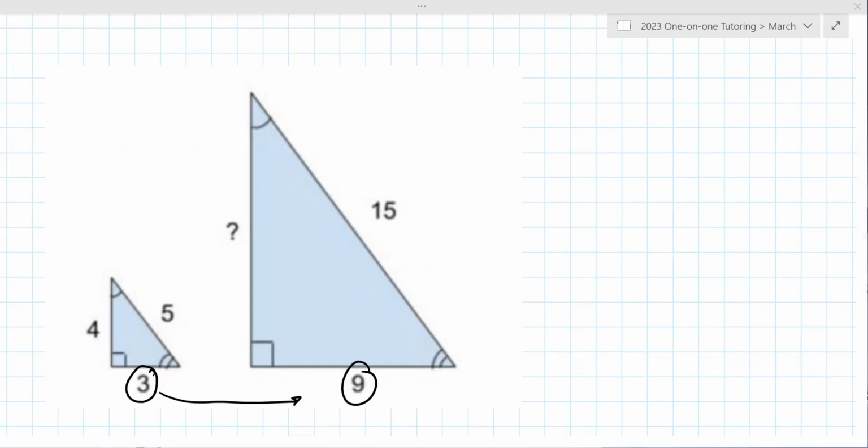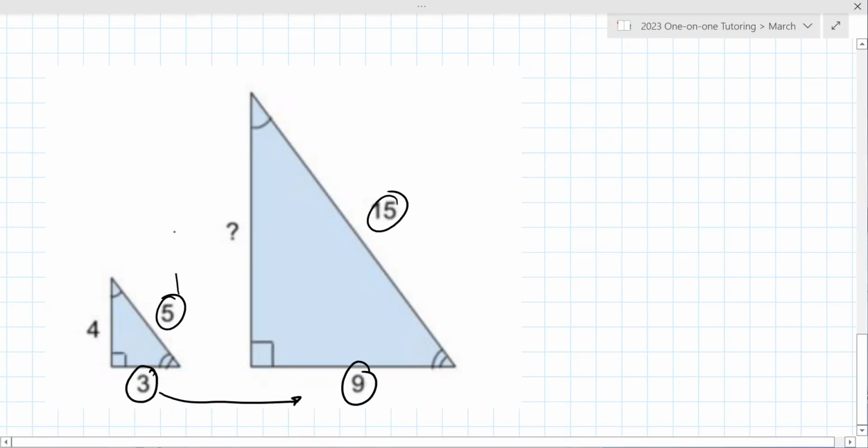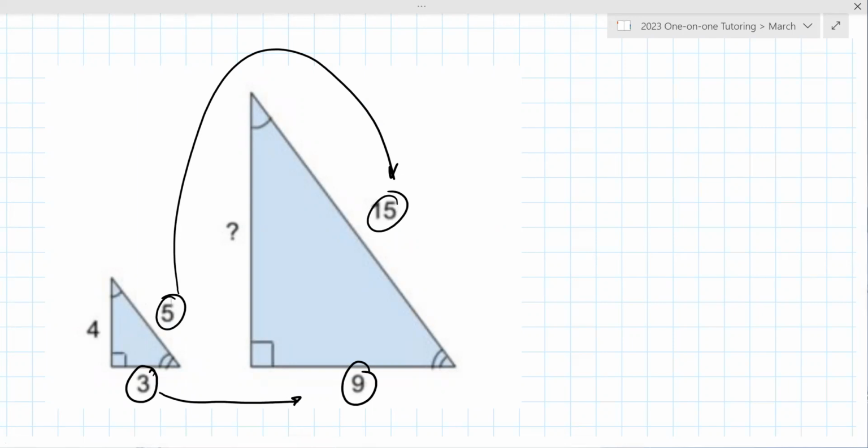Okay. And then you also need to see, well, does that work for the other one? Does that work to go from the 5 to the 15? Does that same multiplier work? Yes, it does. So then you know that it also works for this: 4 becomes what? 12.